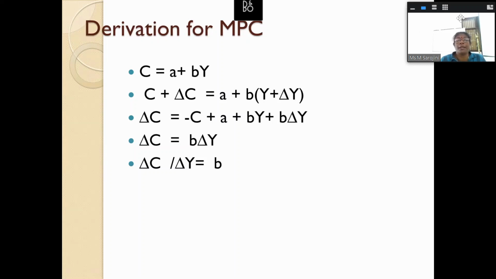And here we derive the MPC, or marginal propensity to consume. Here we add the changes, right? We know that once there are changes in the income, that also causes changes in the consumption as well, right? Therefore, here we add delta Y. Delta Y indicates the change of Y. Because of this delta Y, delta C also appears. That means once the income changes, consumption also changes, right?